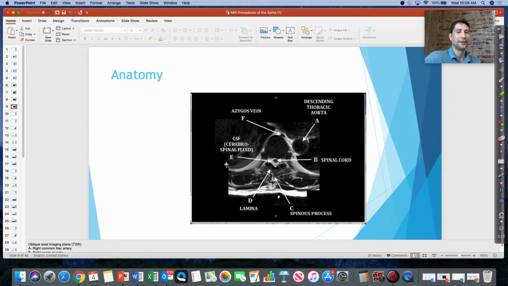Axial T-spine. We know this is the T-spine because we have the ribs attaching to the transverse process. You have the descending thoracic aorta. You have the lungs here. So you know this is the T-spine.